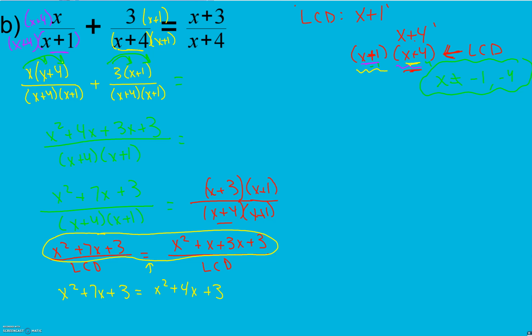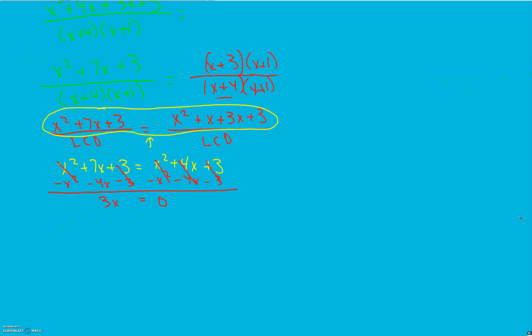Go ahead and move your variables together by subtracting. I'm going to move to the left. It does not matter. And we move from one side to the other by doing the opposite. So instead of adding, we subtract. Three x equals 0. Divide by 3. And I get x equals 0.